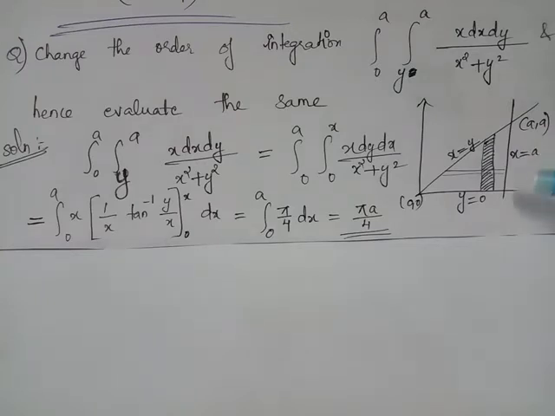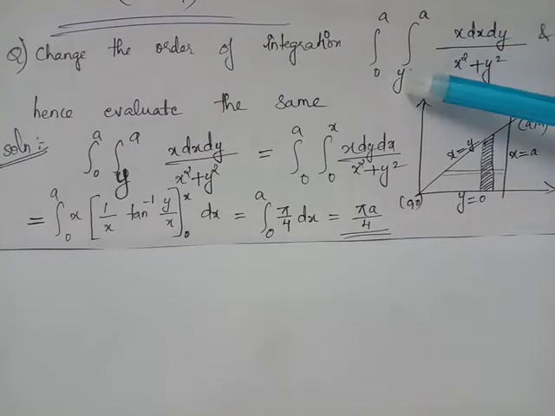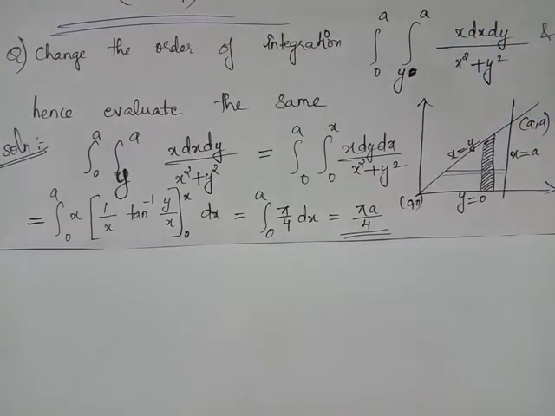Notice that from this region identified, whenever you consider a horizontal strip, this horizontal strip has its left end at x equals y and it has its right end at x equals a. That is why we have x varying from x equals y to x equals a. Now we have to slide this horizontal strip from y equals 0 to y equals a in order to trace the complete region over which we wish to perform integration.